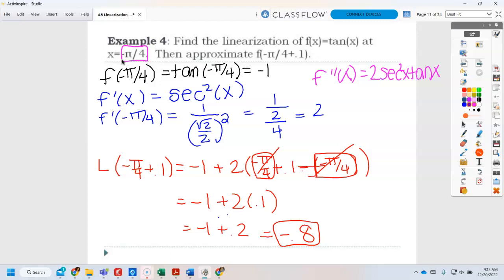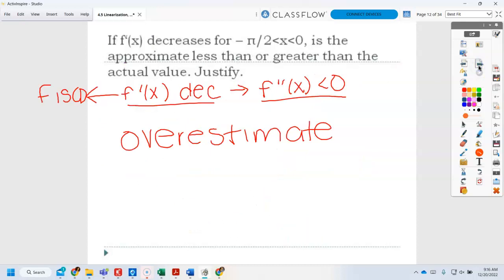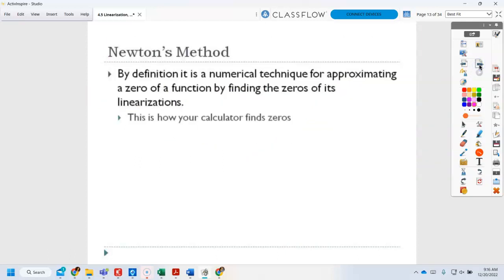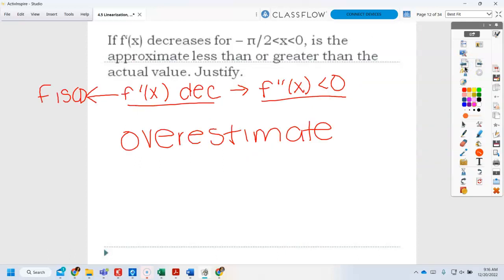So if you don't know what a function looks like, you don't have a graphing calculator, but you need to know if it's an over or underestimate, you could compare the value of the second derivative. If it's positive, concave up. Negative, concave down. So that's kind of what I was getting at with this question here. And then that is it for today.